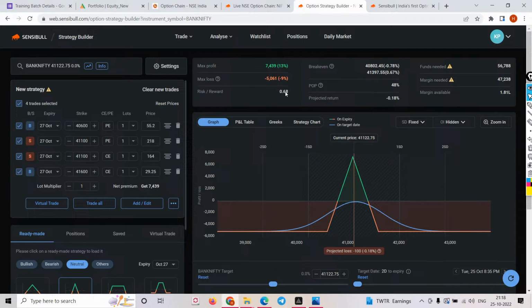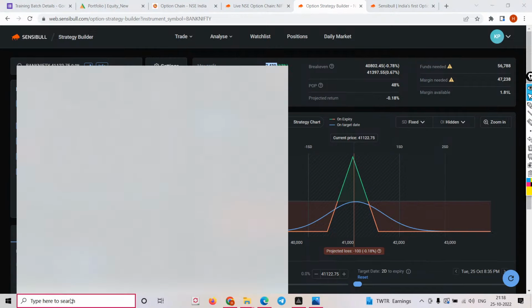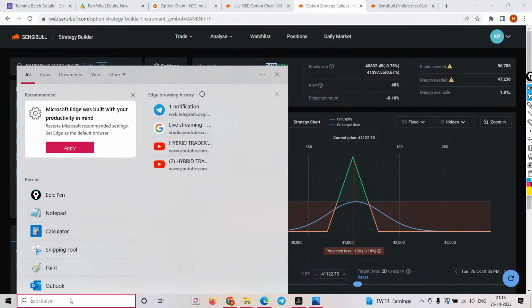Even I have given them one enhancement, saying show me 1 is to 3, right? What is my risk to reward? I lose 1 rupee, I'll get 3 rupees, right? If I want to convert my risk to reward, I have to do it manually. So what I have to do is just copy this. This is one of the features. I don't know why they wanted to go for this thing, right?